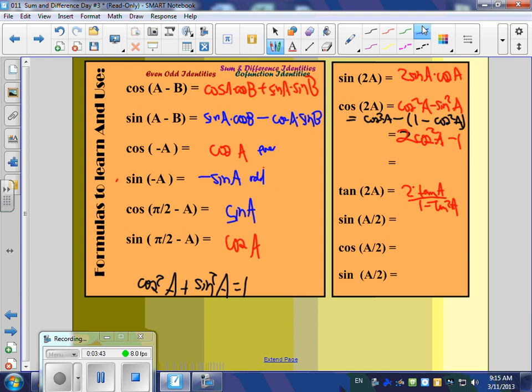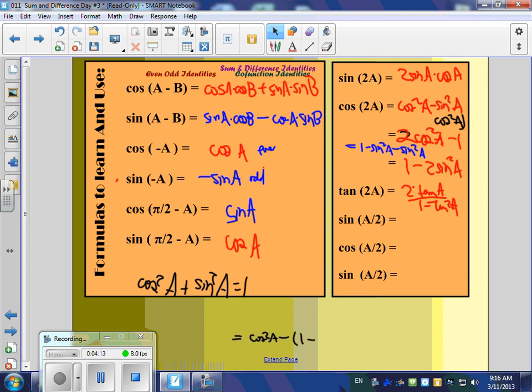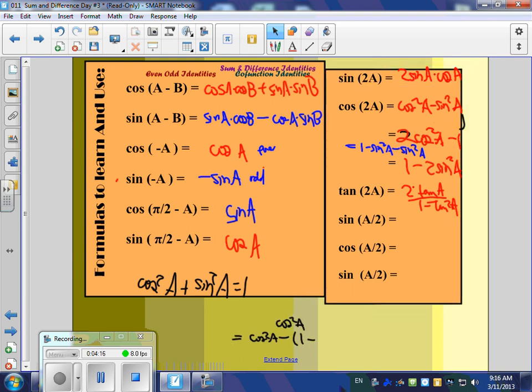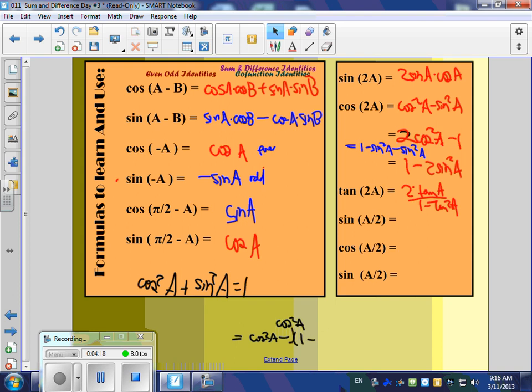And of course, we could do it the other way too. We could replace cosine squared here with 1 minus what? Sine squared. So you get 1 minus sine squared A minus sine squared A. It's going to give me 1 minus how many sine squared? 2 sine squared. So that's the alternative way of doing cosine 2A. In fact, we could take these out of here. And now we've got all of those.